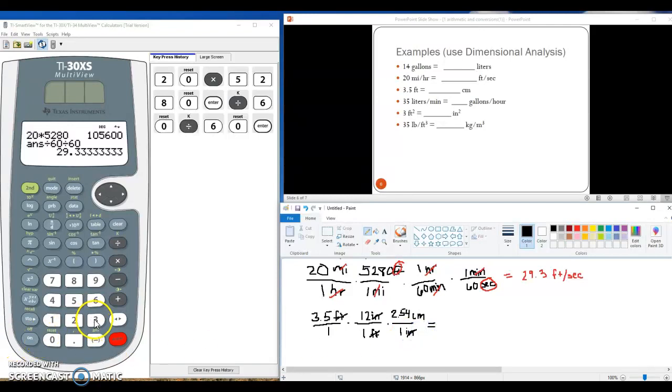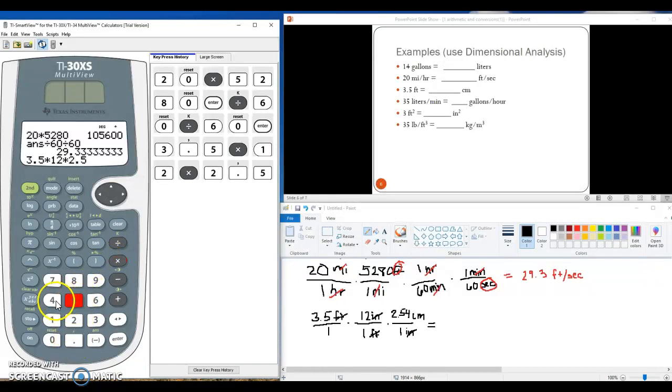So I multiply 3.5 times 12 times 2.54, hit enter, and I have my answer of 106.68 centimeters.